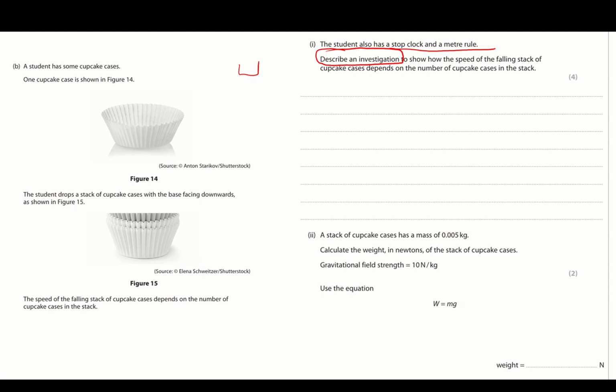So if here's our cupcakes, and there's the floor, I'm going to measure a height with a ruler. I'm going to change the number of cases, 1, 2, 3, 4, 5, 6. I'm going to state I want at least 5 in the range. So let's go to 1 to 8 cases. I'm going to time it, and speed equals distance over time. That's everything that I need to talk about. But it's describe an investigation. It does not ask you to predict what's going to happen.